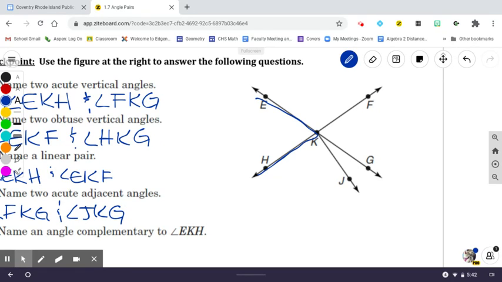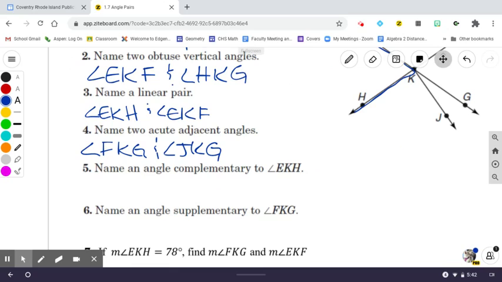Well, let's say we can't be certain that anything in this picture is complementary to EKH because they didn't tell us the measure of EKH. They didn't tell us the measure of any of the angles. They also didn't say that any of them were 90, because sometimes you can kind of tell if you know one of them's 90, but we weren't told anything about this picture. So there's not enough information to answer this one. So I'm going to say none for number 5.